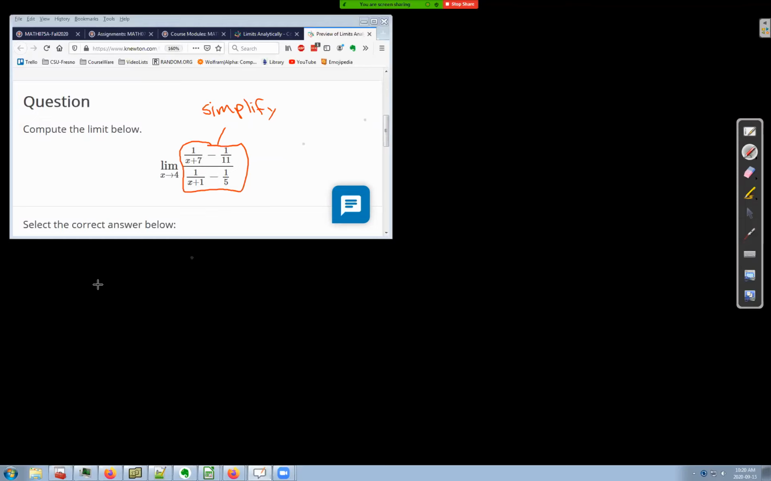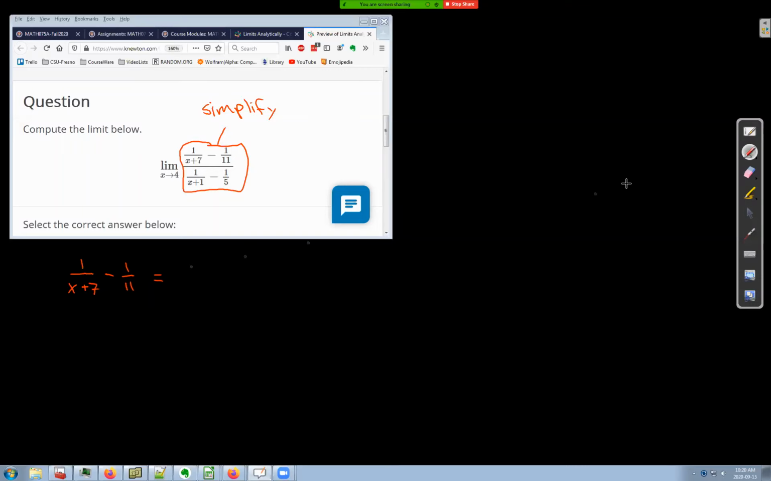So, all right, well, let's just try to do that. And when I do these, I try to just do it one piece at a time so that I don't get things too complicated or mixed up in my head. So I'm going to start with 1 over x plus 7 minus 1 over 11. So let's just focus on simplifying that first. So we'll write that as a single fraction.